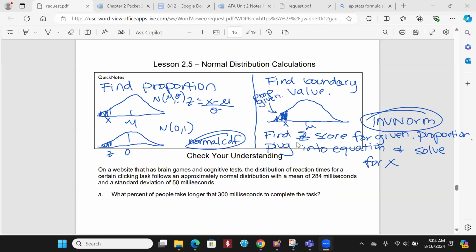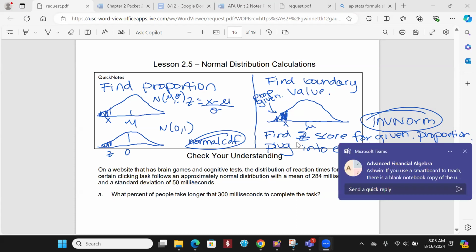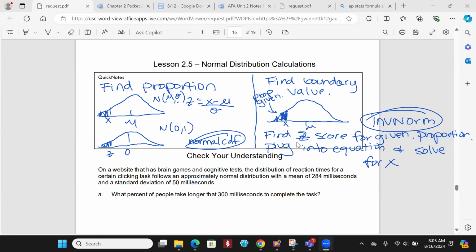I'm going to go through some reminders of what we learned. So to find a proportion, this is how we did it. We found the z-score and then we used the table. I want you to write down normal CDF, because eventually I'm going to teach you how to use a calculator to do all this stuff. Yay, calculators. That way it's a little bit more accurate than actually using the table. But you got to know how to do both.